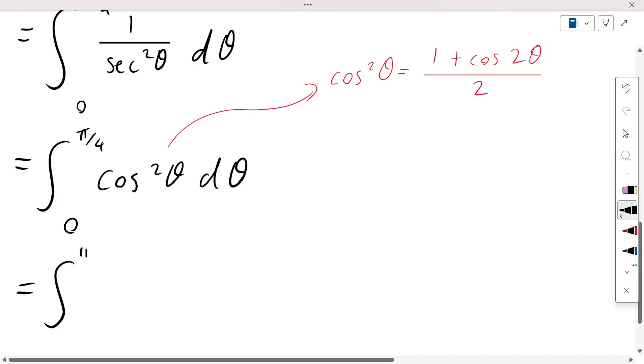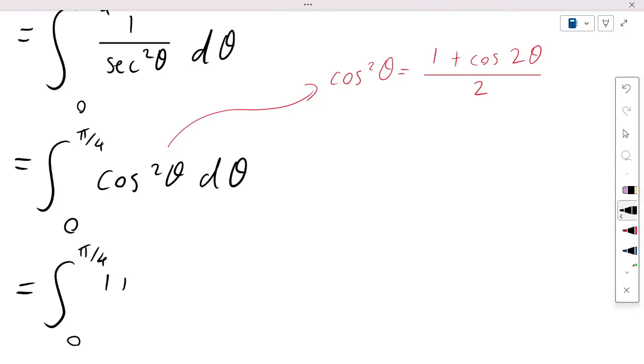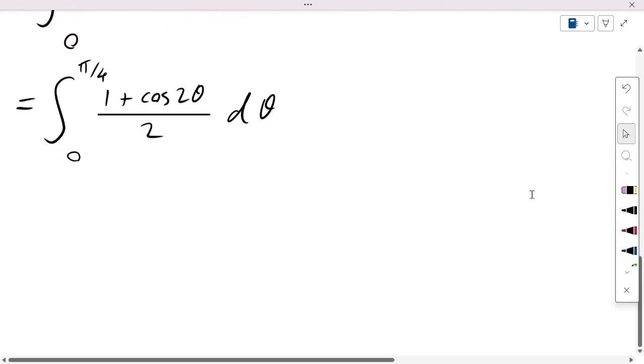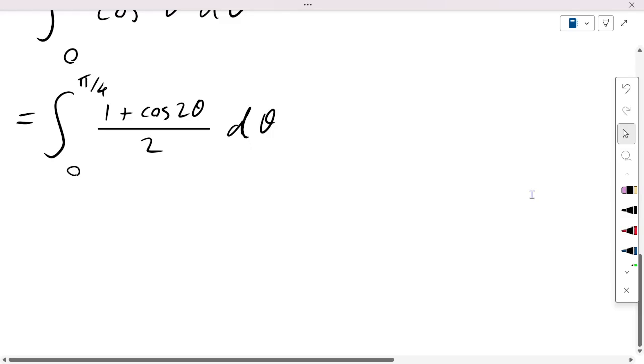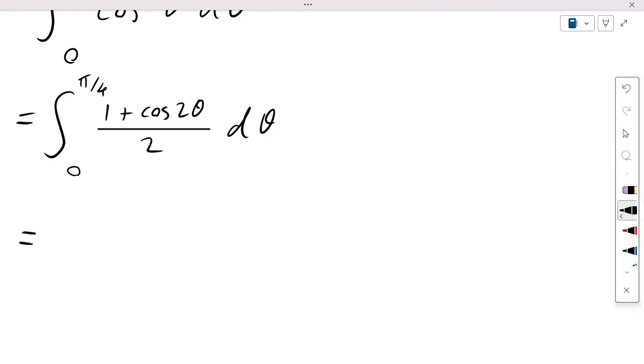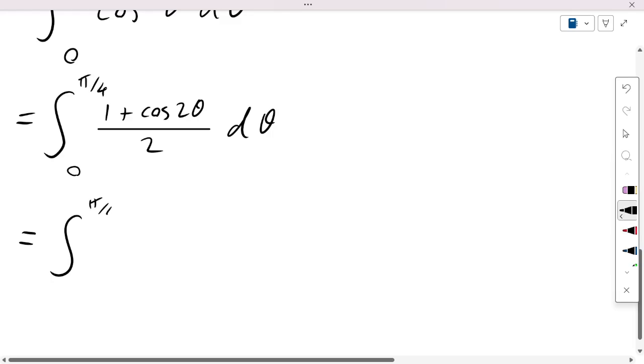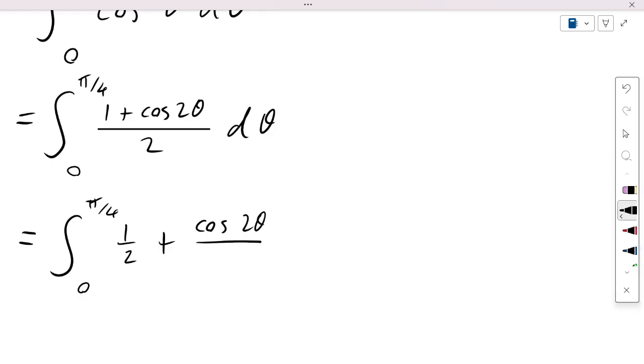So it's the integral from 0 to pi over 4, and then it's just going to be written as 1 plus cosine 2 theta, divided by 2, with respect to theta. Okay, now that we've got that out of the way, what we have to do is break up this fraction, because you can see we can do it. This is going to be the integral from 0 to pi over 4, and then we're going to have 1 over 2 plus cosine 2 theta divided by 2 with respect to theta.